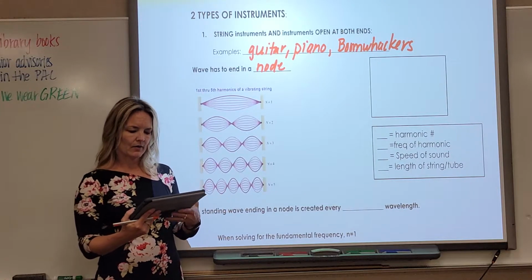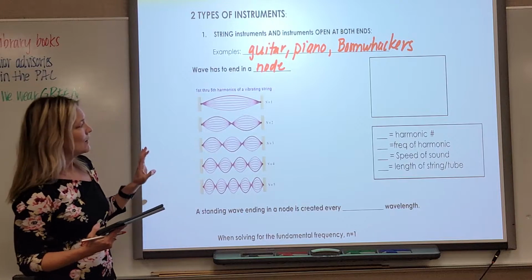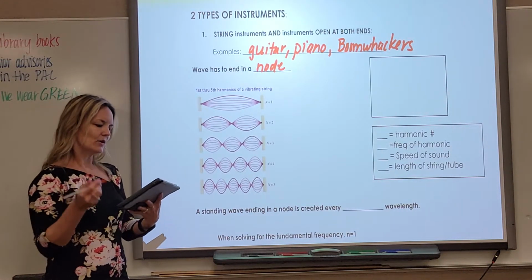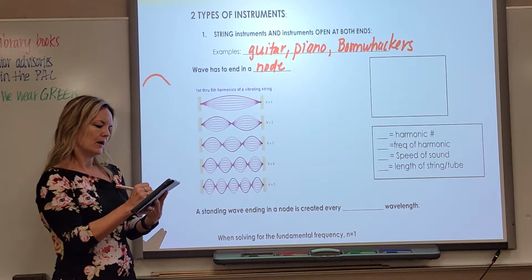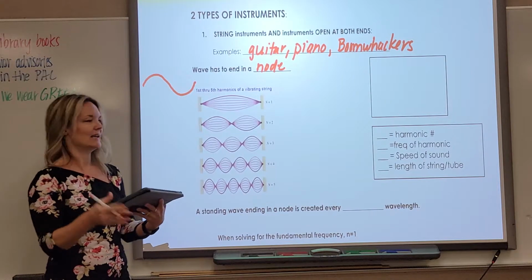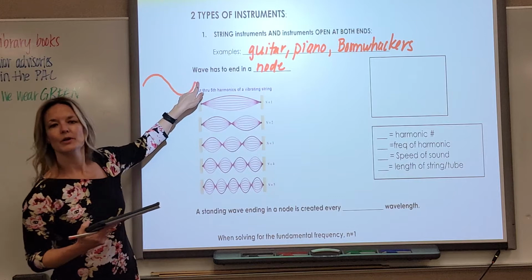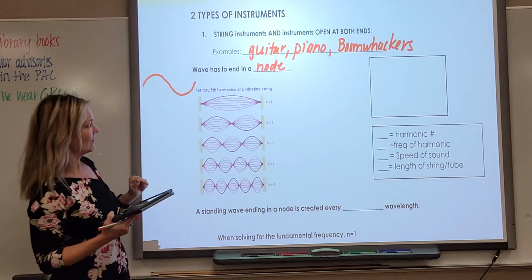We have to have things end in a node in order for a good musical note to come out of it. All right, so as you look at these diagrams right here, we are going to look at the portion of a wavelength that ends in a node. So in a full wavelength, you go up and back down like this. A wavelength is when you get back to that same spot again. So this would be a full wavelength.